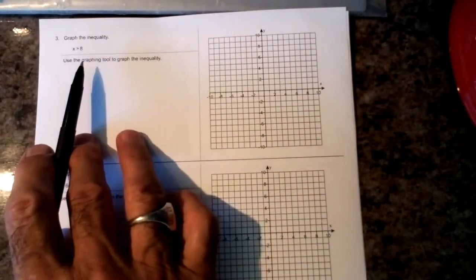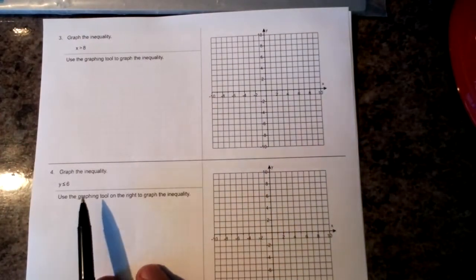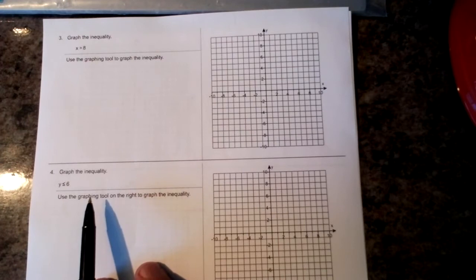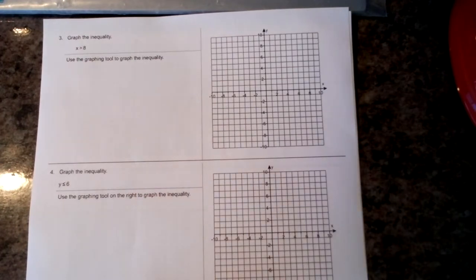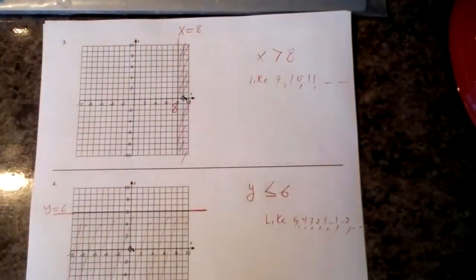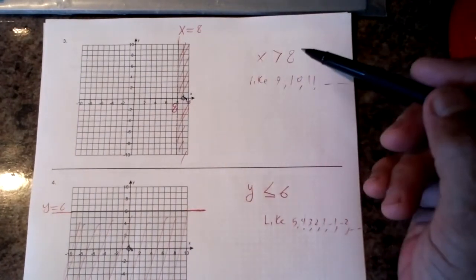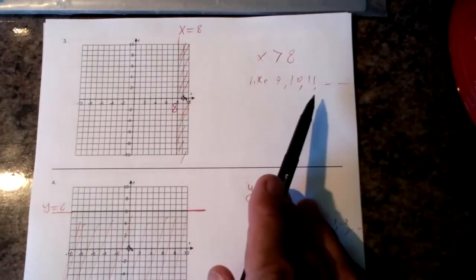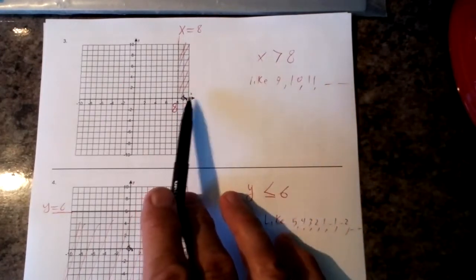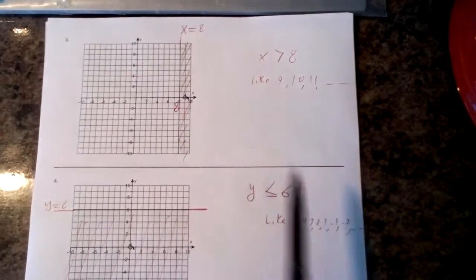X greater than 8 or y less than 6. Remember, these are just vertical or horizontal lines. X equal 8 is a vertical line. X is greater than 8 means all the numbers greater than 8. Where are they? 9, 10, 11. They are on this side, so I shaded.